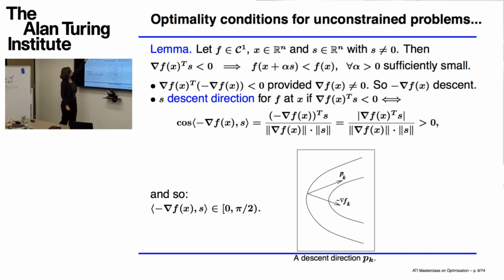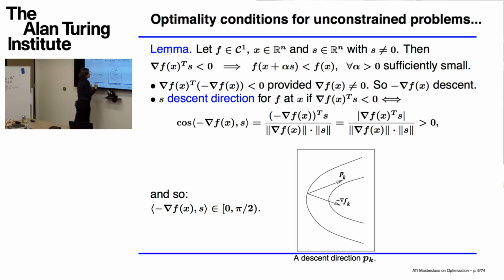Right, so how do we interpret this? Well, we call such a direction a descent direction because of this property, really. And then if I rewrite this, in fact, what this gives me is that the cosine of the angle between the direction s and the negative gradient is positive. So the negative gradient and the direction s form an acute angle. And here are some contours of my function f.